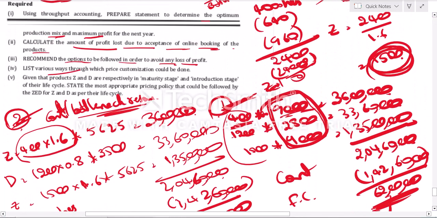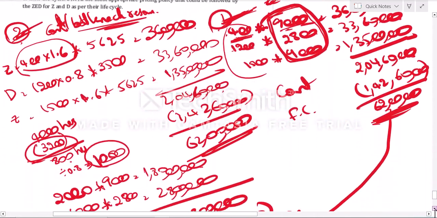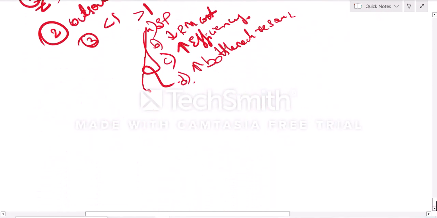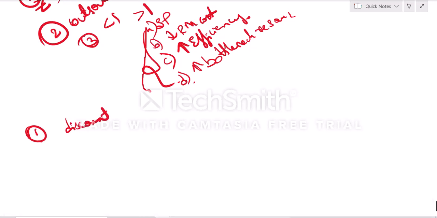List the various ways through which price customization can be done. See, charging the same price to every person may not give profits. If we give price customizations, it may be profitable for us, like offering more discount for regular customers. Giving coupons, they will visit again and again, and based on the product.